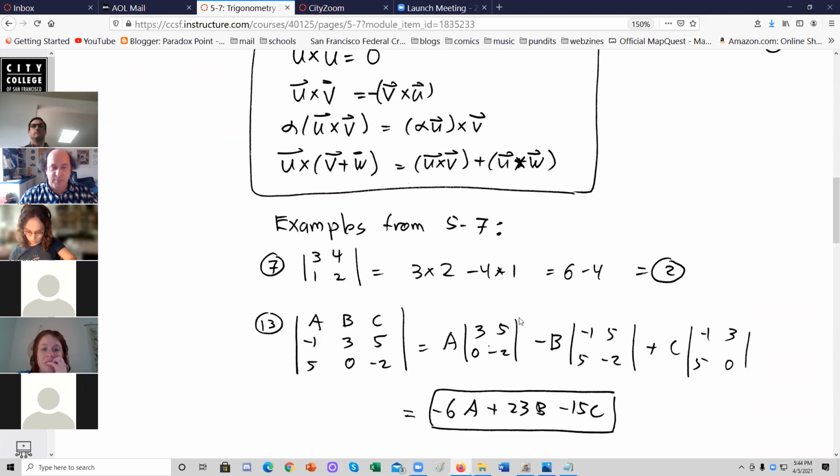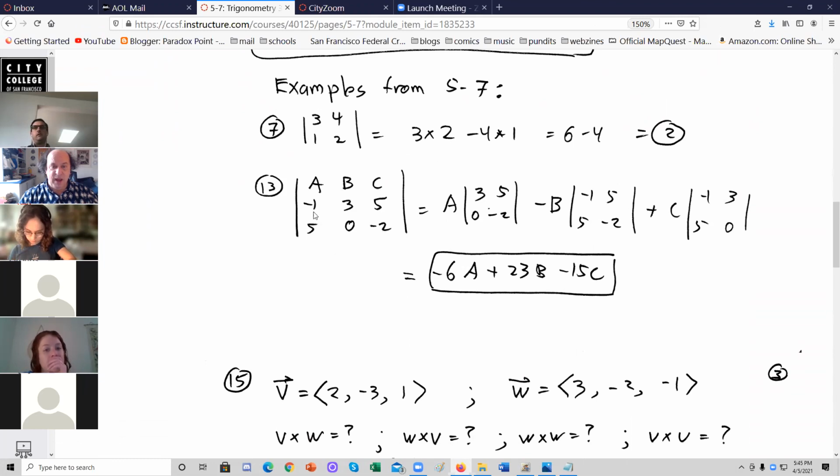So we have some examples. Okay, we did do a 2x2 determinant. 3 times 2 minus 4 times 1 is a 2 by 2 determinant, which is 2. Here we have A, B, C, negative 1, 3, 5, 5, 0, negative 2.